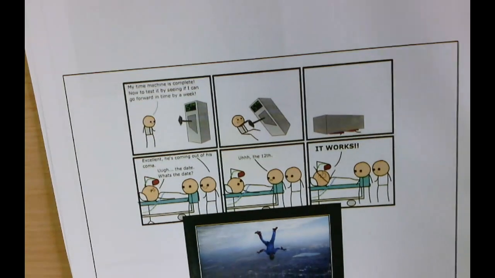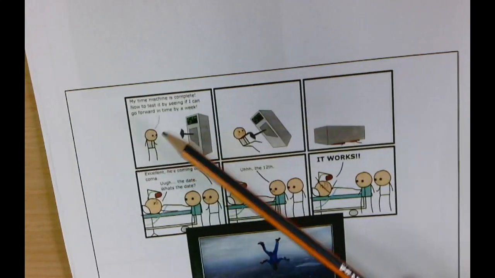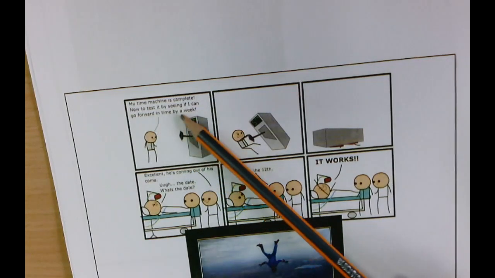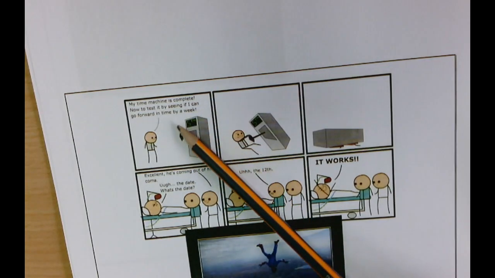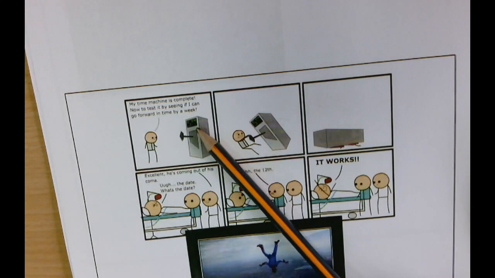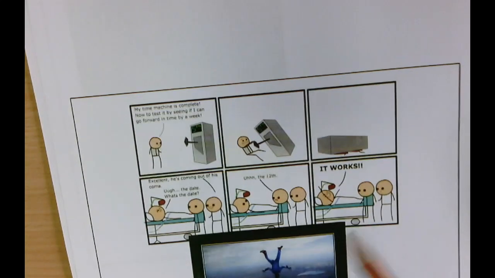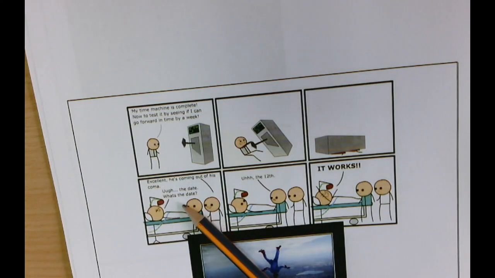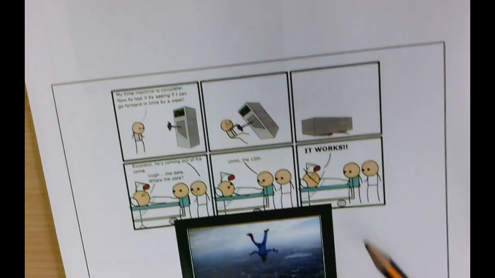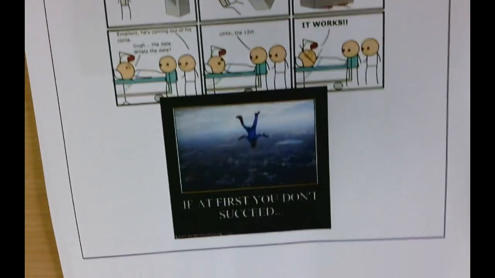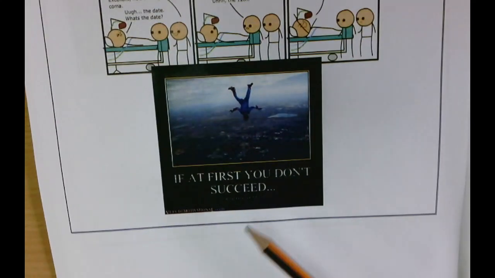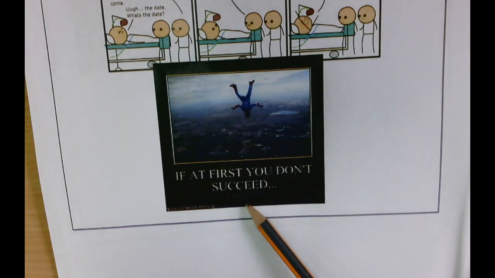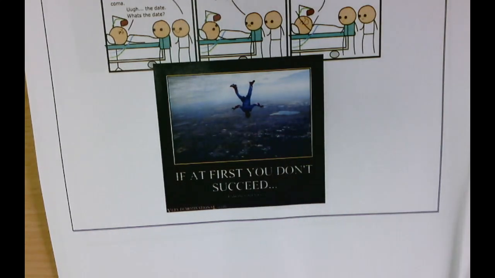Alright, before we start, let's look at some jokes. It says, "My time machine is complete. Now to test it to see if it is going forward in time by a week." So it says the 5th here. Oh, the time machine fell on him. Excellent, he's coming out of his coma. "The date, what's the date?" "It's the 12th." It works. This is a demotivational poster. It says, "If at first you don't succeed, then skydiving is not for you." And there's somebody skydiving.